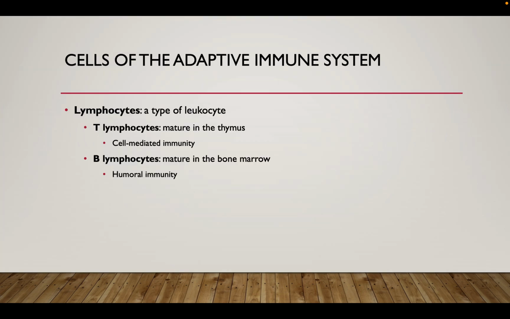Now, when we talk about our adaptive immune system, like I mentioned a second ago, we're going to have our lymphocytes, which is a type of leukocyte, remember. Lymphocytes are a subset of leukocytes. Leukocyte is just the overall term for a white blood cell. These types of lymphocytes are going to be our T cells, which mature in the thymus, and then the B cells, which mature in the bone marrow, and they both originate in the bone marrow, if you remember. T cells will be involved in our cell-mediated immunity, and our B cells will be involved in our humoral immunity.